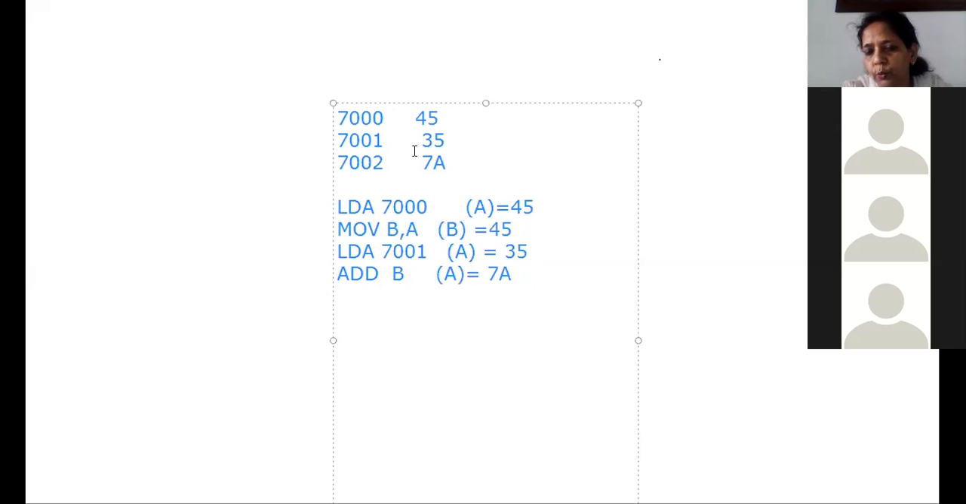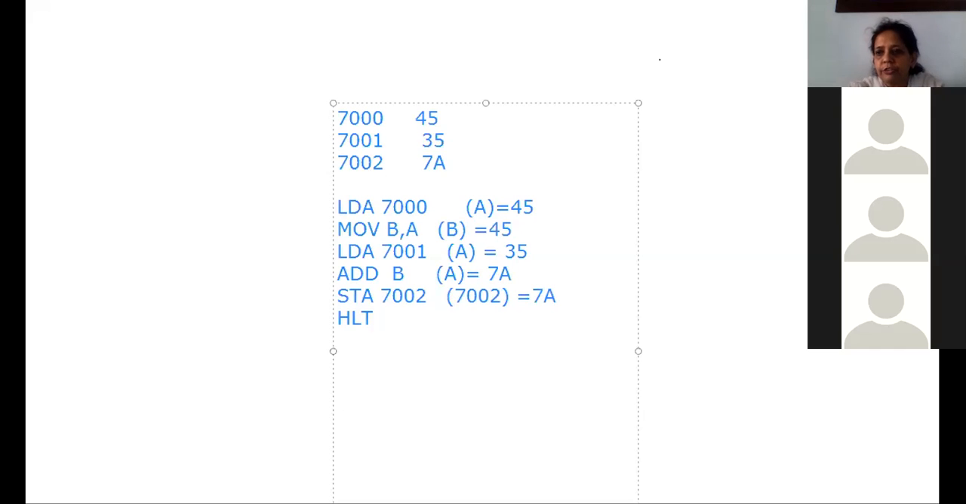Now where do I want to store this answer? In 7002. So which instruction will I use? STA, yes. You have to use the instruction which is the opposite of LDA. It is STA 7002, and then you say HLT. That is the final instruction of your program. So the contents of 7002 become 7A. This is how you have to use the instructions whenever you want to write a program.